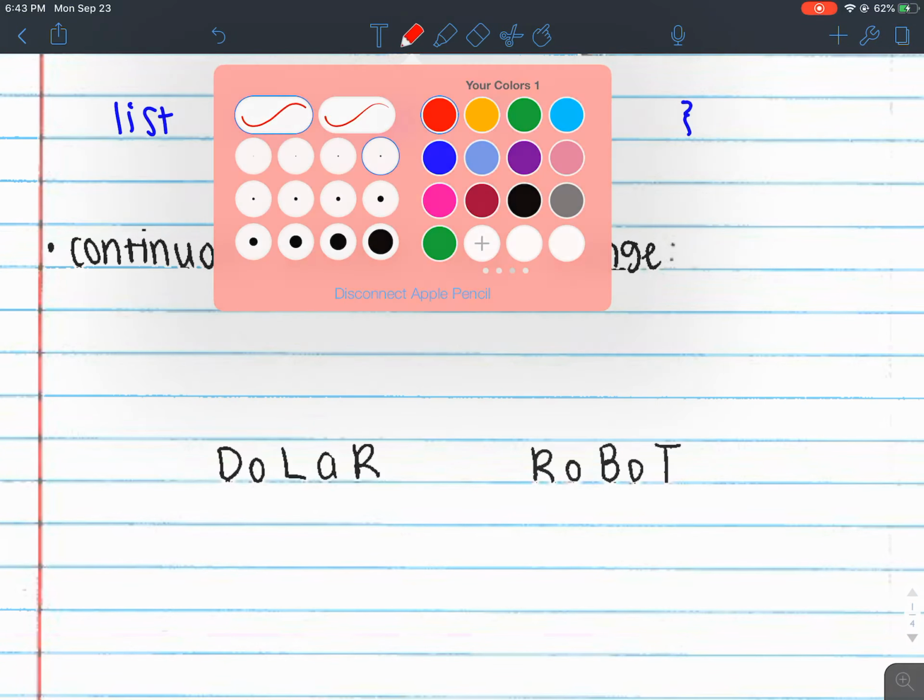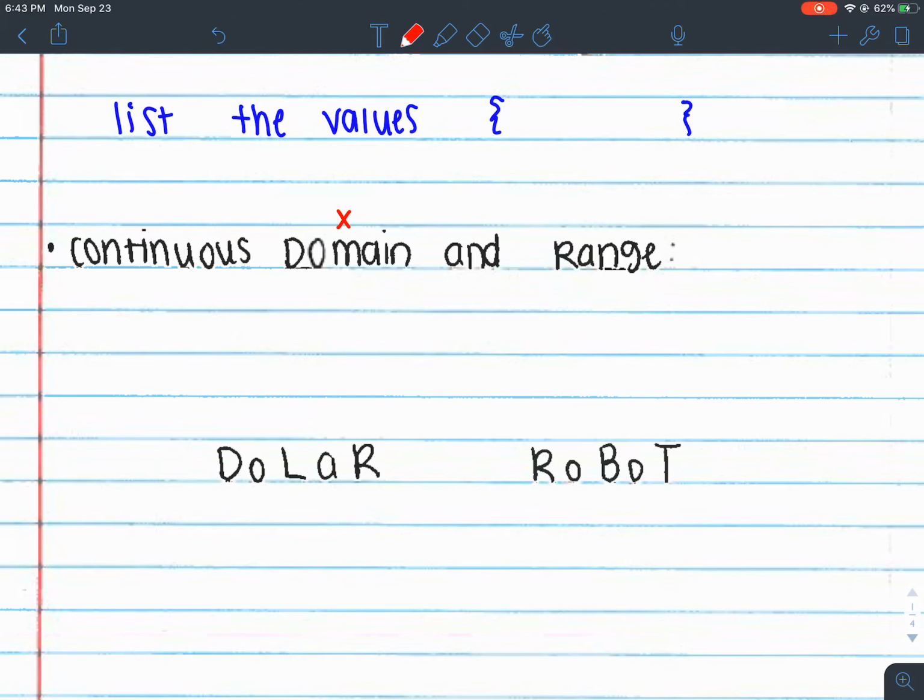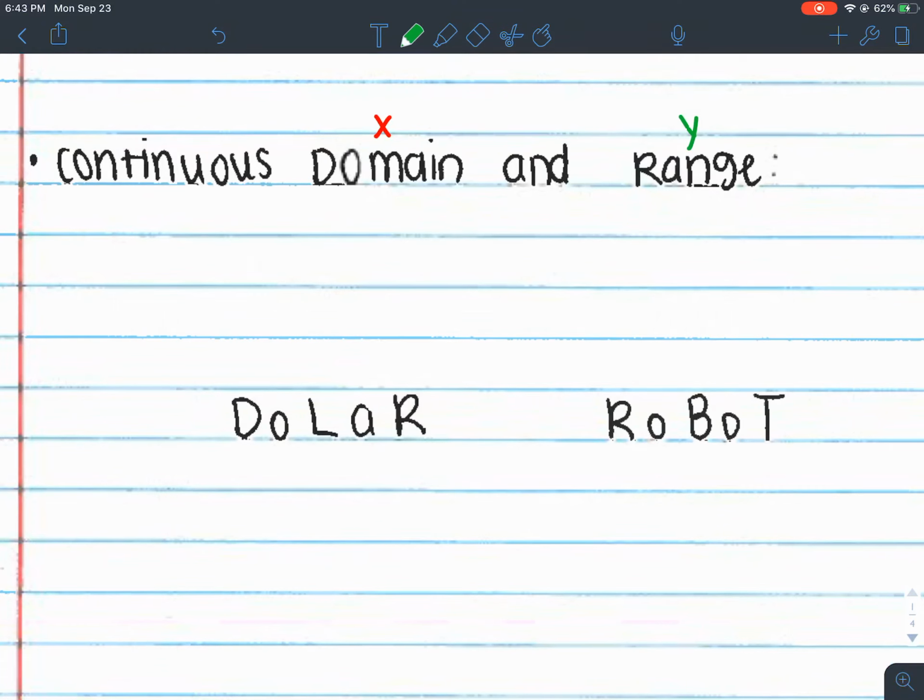Now for continuous, it's a little bit more complicated. However, domain is still x and range is still y. Okay, now with domain, you could have a multitude of possibilities, but you know that you're going to have inequalities because it can be a range of numbers, not just a list of numbers. So for domain, we know it's our x values. We could have less than or equal to signs on both sides, or we could just have less than signs.